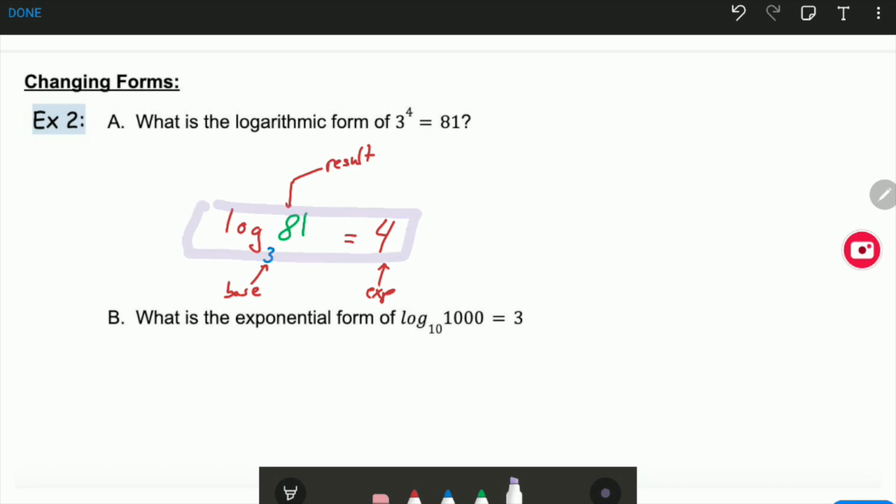For the second one, we're going to write it in exponential form, as it's a logarithm. So we have the base, we have the result of the exponential, and we have the exponent. So we have 10 to the power, the exponent is 3, and the result of the exponential is 1,000, which should make sense because 10 to the power of 3 is 1,000.